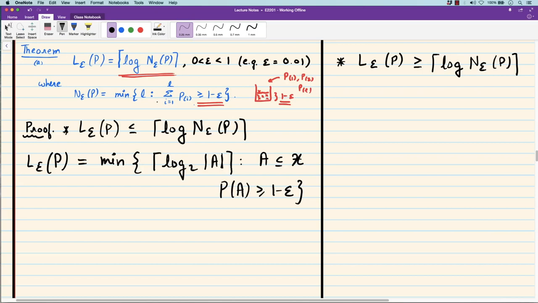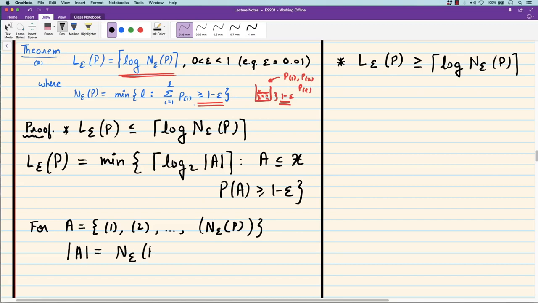Okay. So let me write for A equal to. So remember this notation. 1 is the symbol with the highest probability, 2 is the symbol with the second highest probability, and you keep on going till what number? Till you go till this number. And take the symbol with, let's say, the 100th highest probability, and the claim is this will cross 1 minus epsilon probability. That's the claim. That's the definition actually of this n epsilon p, and so the cardinality of this subset A is clearly n epsilon p, right?